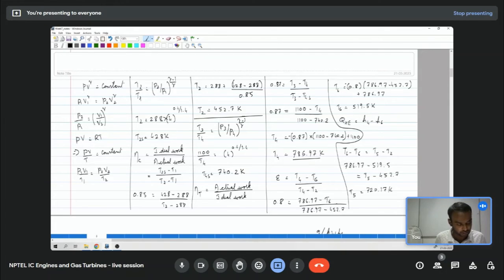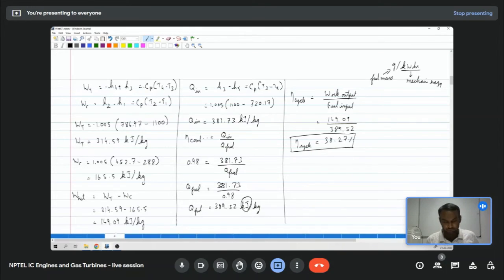So this is correct. Now we use the effectiveness equation for the heat exchanger, (T4 minus T6) over (T4 minus T2). With this we can calculate T6, which is 519.5 Kelvin, the outlet temperature of the hot stream. With the temperature difference between T4 and T6 on the hot side gas stream, we can find T5, the outlet temperature of the cold side of the heat exchanger, which is found to be 720.17 Kelvin.